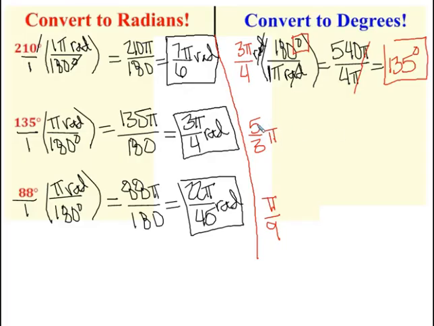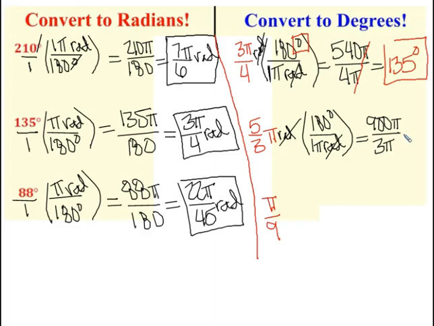All right, let's try another one. We have 5/3 pi radians. Using our conversion, there's 180 degrees in 1 pi radians. Notice how our radians are going to cancel out. So multiplying across, we have 5 times 180, which is 900, and we still have pi. In our denominator, we have 3 times 1 pi, which is just 3 pi. And 900 divided by 3 is 300. And again, notice how the pi's cancel out. So all we're left with is 300 degrees.